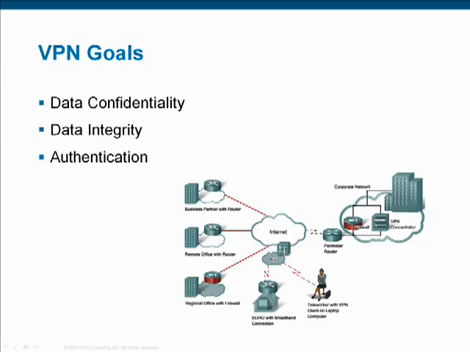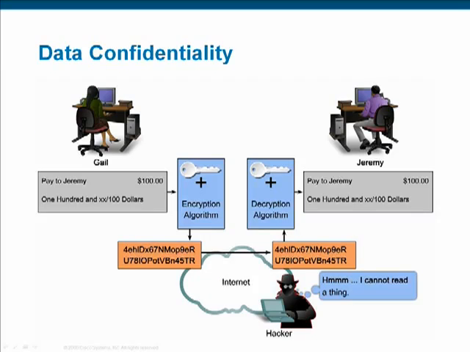The three main goals of VPN security are data confidentiality, data integrity, and authentication. Data confidentiality measures protect data from eavesdroppers. Encryption algorithms are used to transform message text into an unreadable string. Only the sender and receiver know the method used to encrypt the text. Even if the encrypted message were intercepted, it would be unreadable to the attacker.